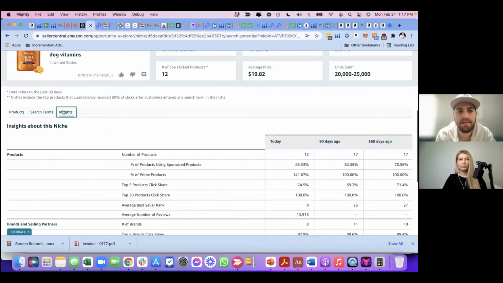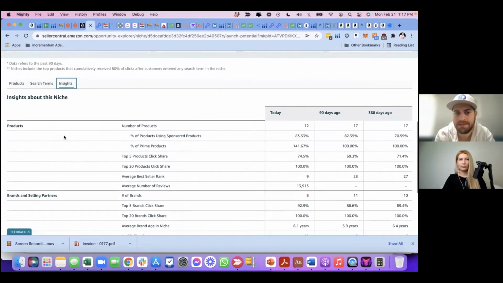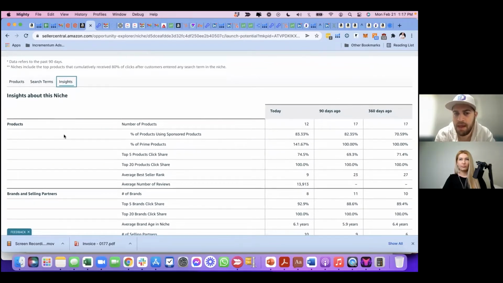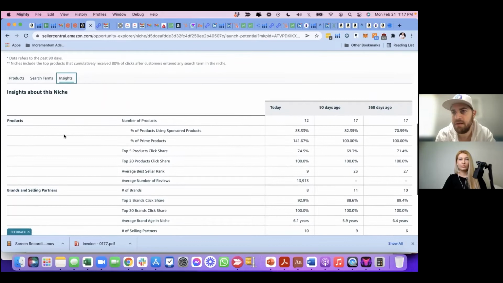And then lastly, I can go into insights. Insights is interesting because basically here it's telling me how many products are getting 80% of the click share today versus 90 days ago. It looks like 90 days ago there were 17 products. Today it's 12. So it could be that there are products that are out of stock. It could be that they were competitors that were, for a certain amount of time, bidding and being more aggressive, and then they dropped off.